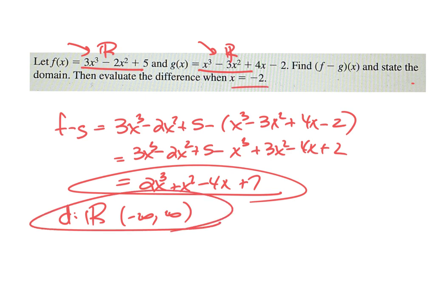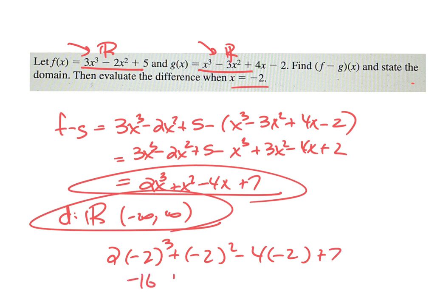Then let's say what's the value when x is negative 2. Okay, so I'm going to take the negative 2 and plug it in for all the x's. This, I'm going to work that out. That's going to be negative 8. It's going to be negative 16 right there. That's a plus 4. That's a plus 8 and a plus 7. Let's see, 15, 19. That's going to be 3. All right, so there we go. 3 answers again. Find the f minus g, tell the domain, and evaluate for the number.